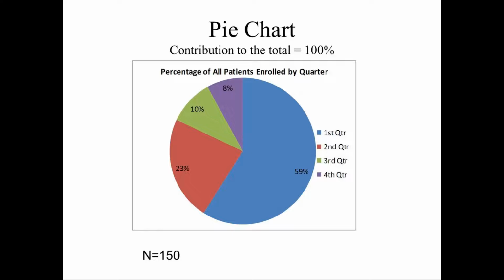And here's what a pie chart looks like. It's a contribution to the total 100%, or the percentage of all patients enrolled by quarter.